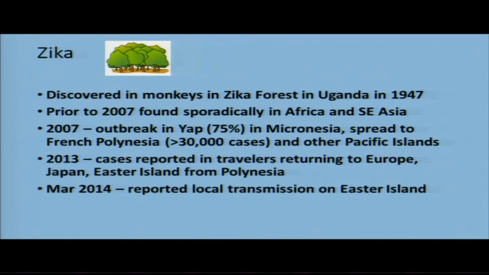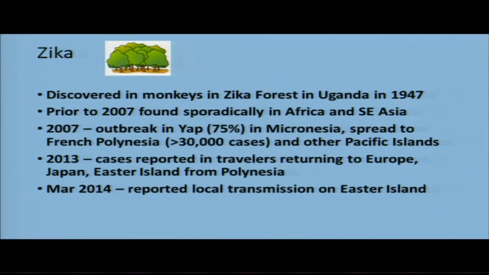Yap has a population of about 12,000 people. It affected 75% of that population. It's a group of about 4 islands, again, in Micronesia, in the Pacific. And it has beautiful coral reefs around it, but the island itself is very swampy. Then it spread from Yap and Guam southeast into other Pacific islands and into Polynesia and French Polynesia.